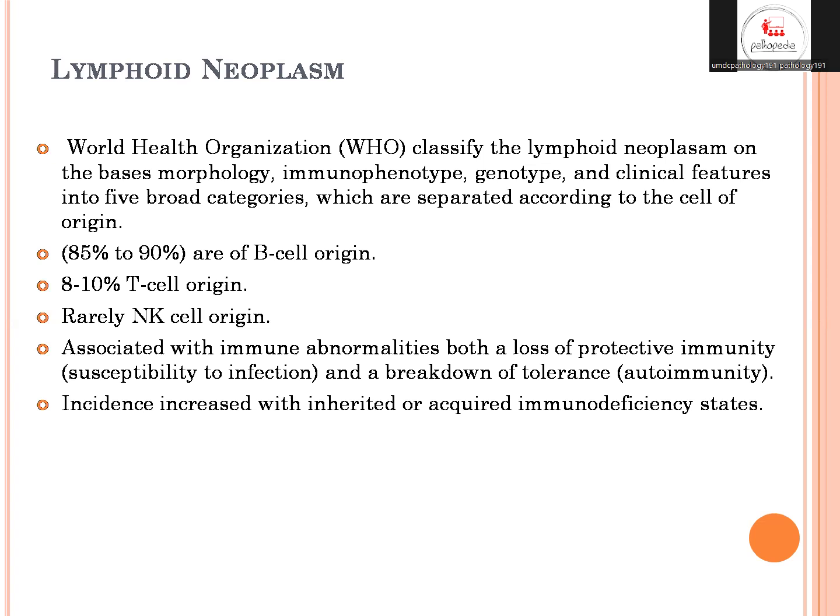Like 85% to 90% of the cases are of B cell origin. 8 to 10% are of T cell origin, and rarely it originates from natural killer cells. Lymphoid neoplasms are associated with immune abnormalities, both a loss of protective immunity, like susceptibility to infection, and a breakdown of tolerance, like autoimmunity. The incidence of lymphoid neoplasm increases with inherited or acquired immunodeficiency states.